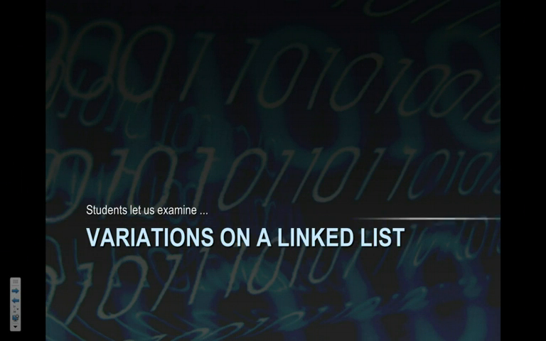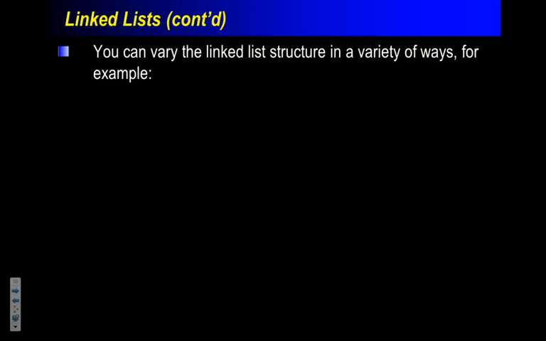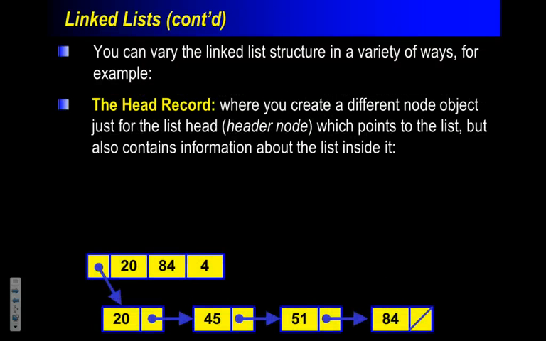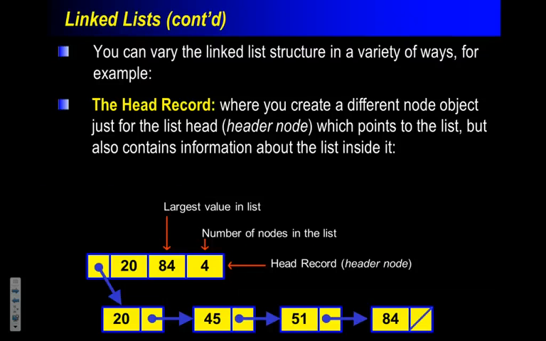Okay, I did want to talk about this real quick. A couple variations on the linked list, just in theory, okay? One way you can vary the linked list is rather than just have a head reference, a lot of linked lists use what's called a head record, which is a specific node that tracks more than just the beginning of the list, but also contains information about the list itself. So for example, it might contain things like the number of nodes in the list, which we kept in a length variable. But it could also keep the largest value in the list, which means then you would never have to do a search. It would just always be stored there, or the smallest value.